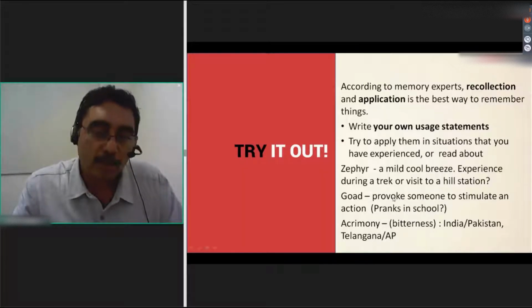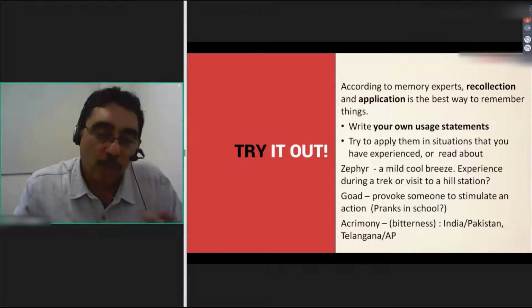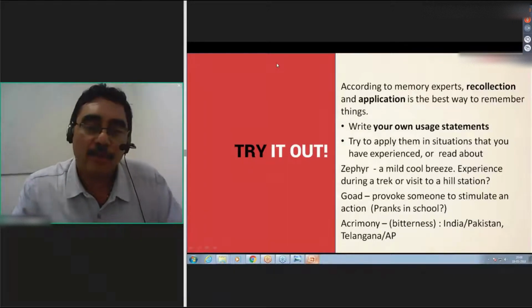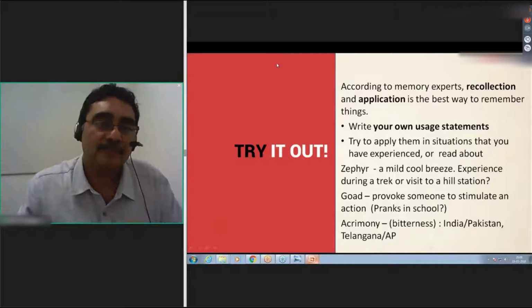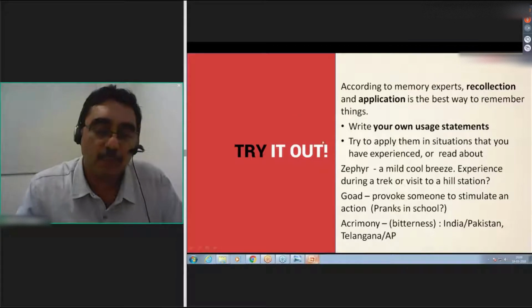Or like goad. Goad means to provoke. So in college, in school, we have guys who play pranks, right? They make you do some mischief. Do you know such guys who trigger people to make mischief or make fun of the teacher or trouble some other student, to rag? So if you can associate goad with such a person, it makes it easy to remember.